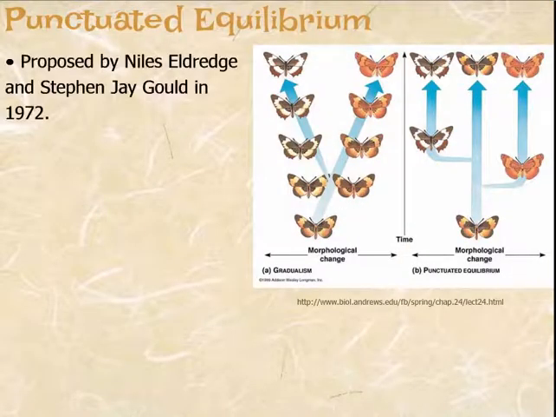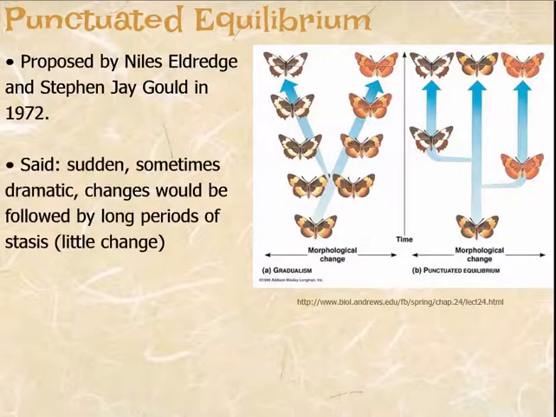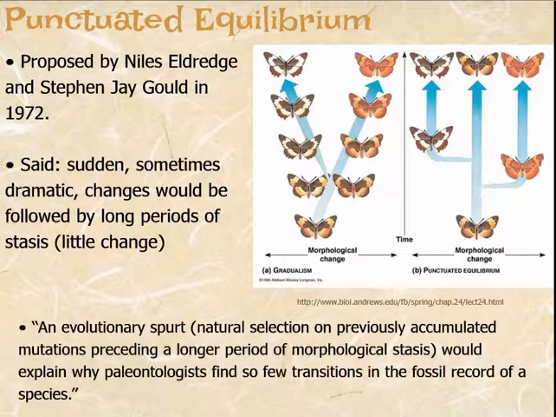Okay, in 1972, two very famous evolutionary biologists came up with a proposal to explain why we're not finding as many transition fossils as Darwin had initially predicted. Their idea is called punctuated equilibrium, and basically what they said was sudden, sometimes dramatic changes would be followed by long periods of stasis where things were staying the same. So something was causing a huge amount of genetic change in a short period of time, and then things remain relatively constant after that. So we're not seeing a slow change in evolution, we're seeing sudden changes in evolution.